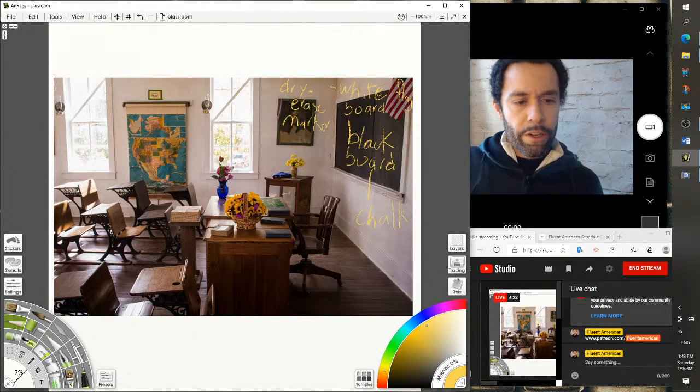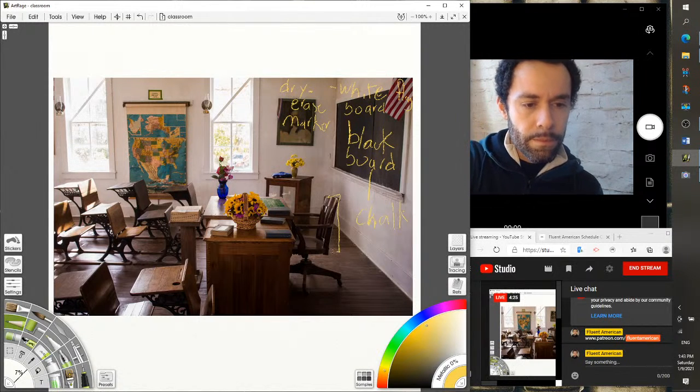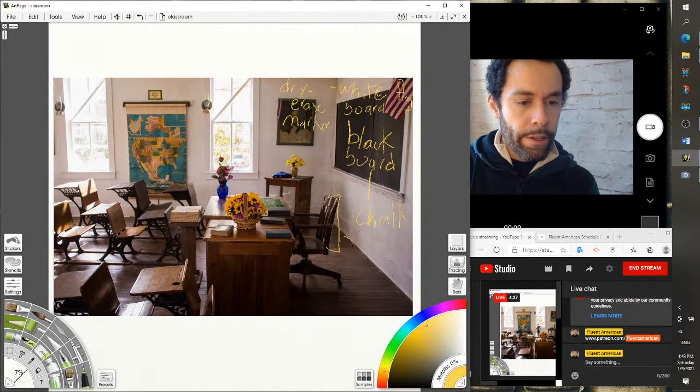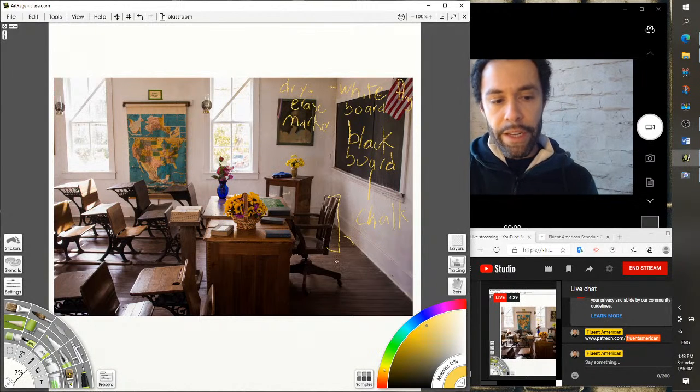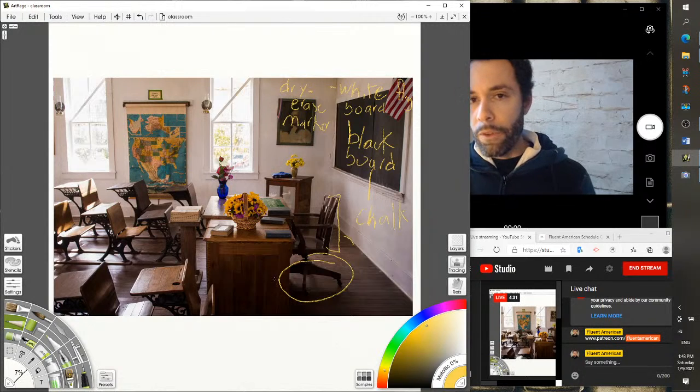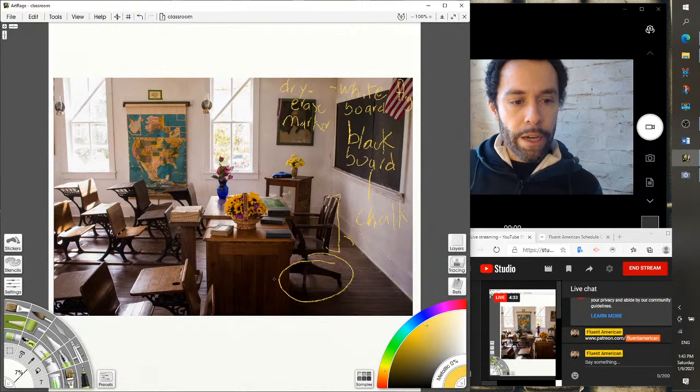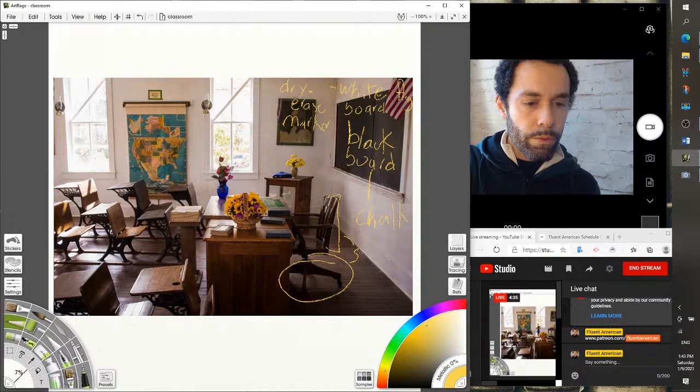Some other things that we got going on. So here we have a chair. More specifically, you can see that it has some wheel action going on. You can see some wheels at the bottom. So this is going to be a swivel chair.